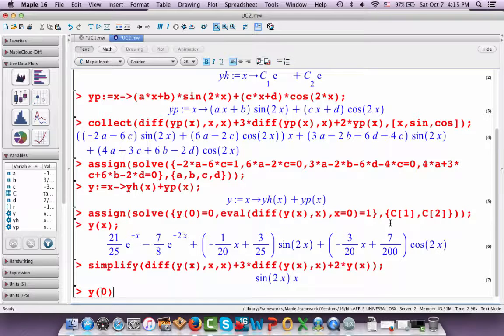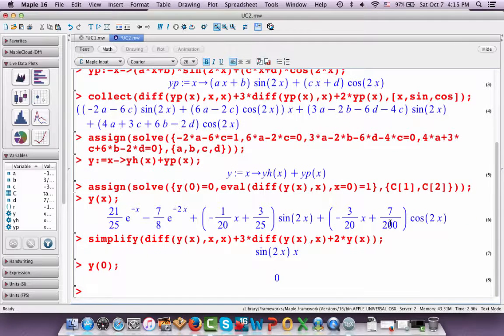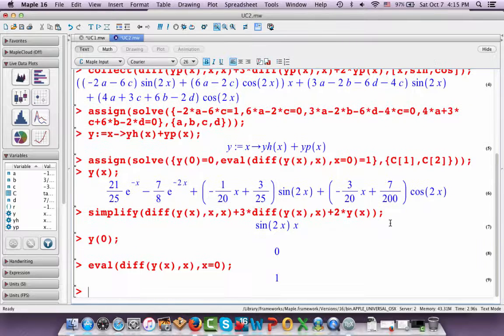If I plug in y of 0, do I get 0? Yes. And if I evaluate the derivative of y of x at x equals 0, I should get 1. So we have our solution, our y of x, right here.